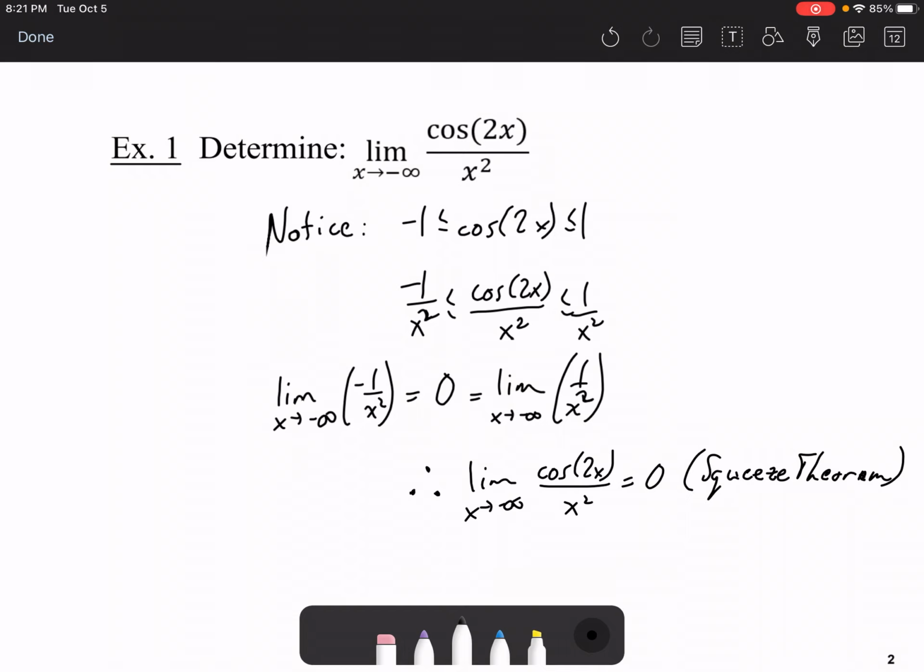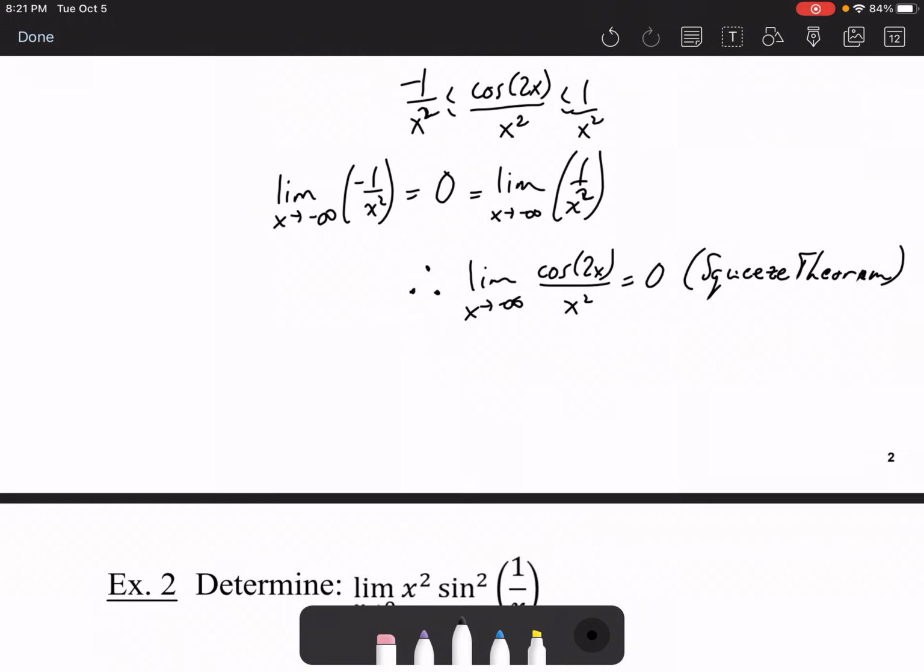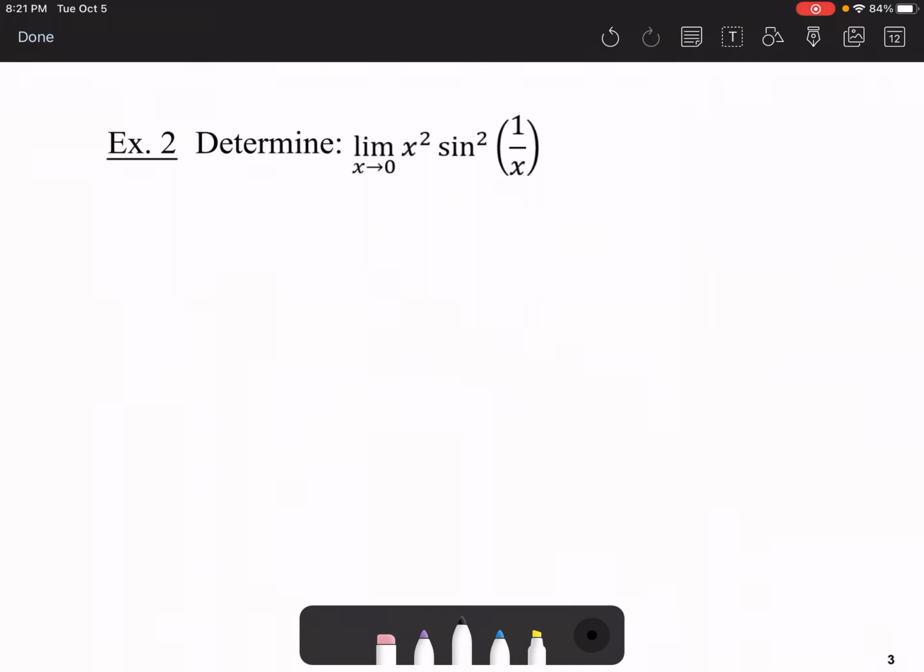Now, most of the time, we're going to be using cosines or sines to prove this, because we know that sine and cosine are in between values. But you can also use this in terms of being in between an exponential function and a linear function, let's say, or two exponential functions. Okay? So let's take a look at this example right here.